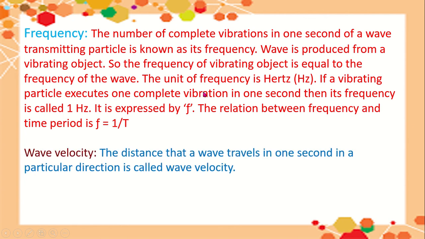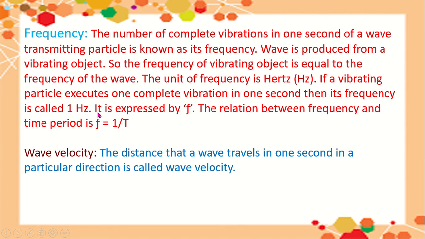Now frequency. The number of complete vibrations in 1 second of a wave transmitting particle is known as its frequency. That means how many vibrations are completed in 1 second, that is known as frequency. A wave is produced from a vibrating object, so the frequency of a vibrating object is equal to the frequency of the wave. The unit of frequency is hertz. If a vibrating particle executes one complete vibration in 1 second, then its frequency will be 1 hertz.